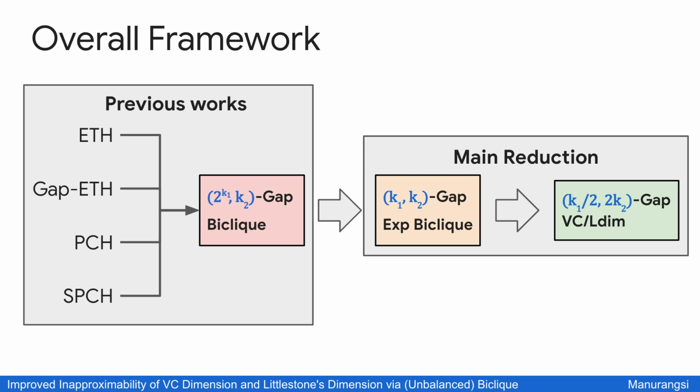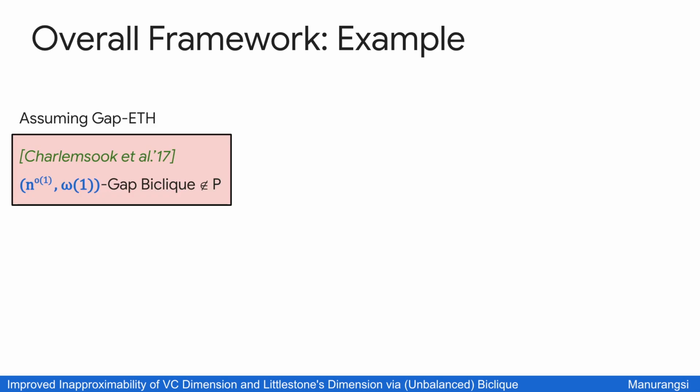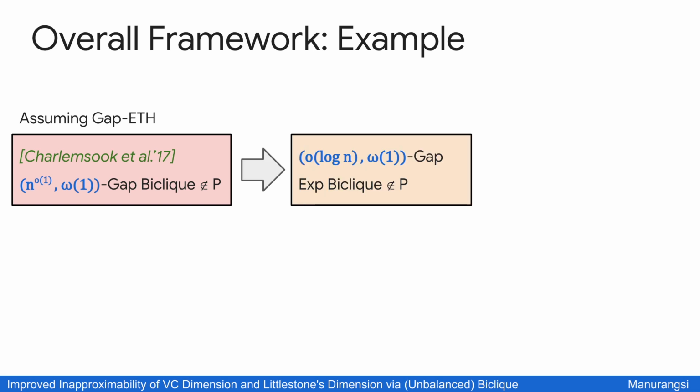While I will not be stating all the instantiations of this result and all of its parameters, let me show you one example just to get a feeling of how such a framework can be applied. In particular, in this example, we start from Chalermsuk et al.'s result, which says that assuming gap ETH, there is no polynomial time algorithm for gap Biclique, where in the yes case there is a biclique of size n to the little o of 1, and in the no case there is a biclique of size omega of 1. So using the trivial reduction we discussed earlier, we get a hardness of gap biclique, where in the yes case k1 is little o of log n and k2 is omega of 1.